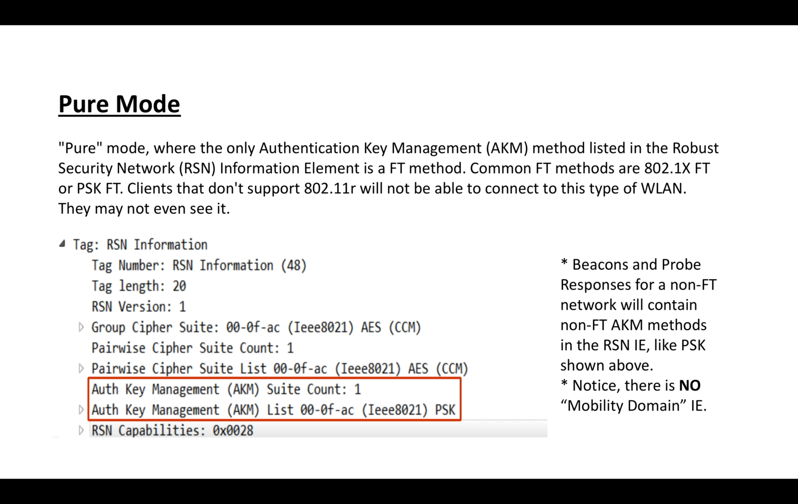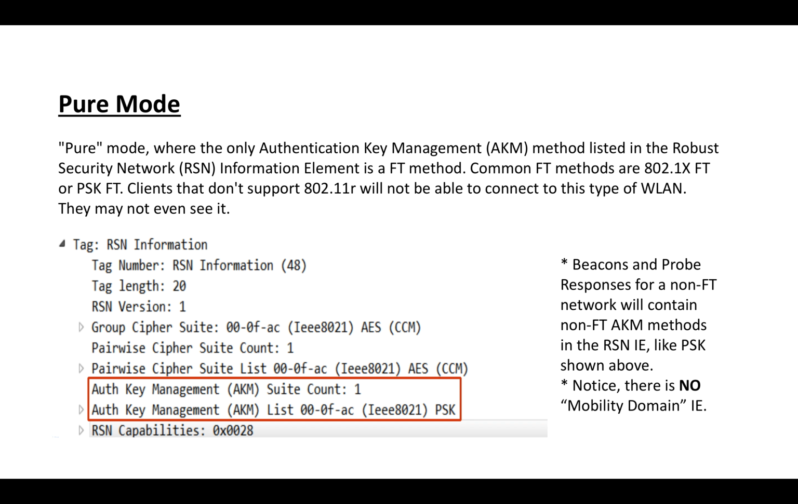Now, from a Cisco point of view, we've got different modes of operation. How do we go ahead and implement FT in Cisco? Cisco Wireless Controller, to be precise. There's something called a pure mode. What happens in a pure mode? In this particular situation, the clients which are not capable of supporting .11r or which are not supporting FT cannot connect to the network. This is a pure mode FT deployment.